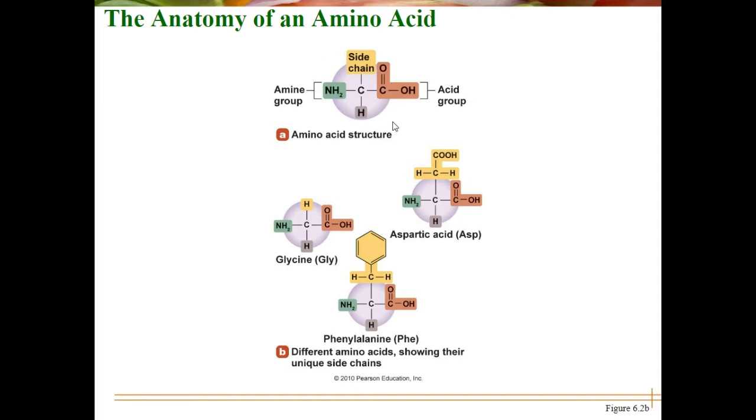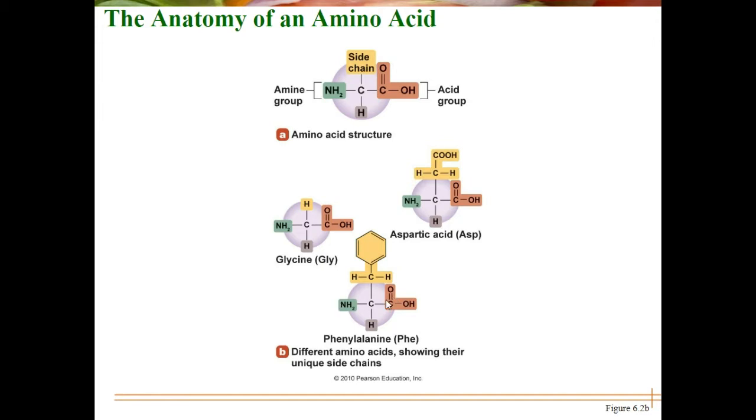So there are four sides, right? There is a side for the amino group, a side for the acid group, and a side for the hydrogen atom. And then there is a side called the side chain, which is the one that differs from one amino acid to another. That means these amino acids only vary in their side chain. To illustrate that, let's take these three as an example. For example, phenylalanine.